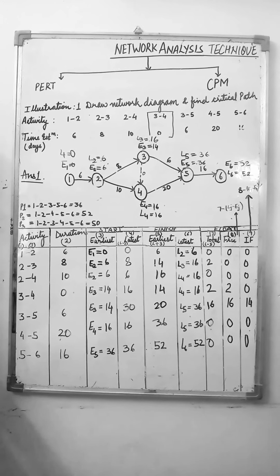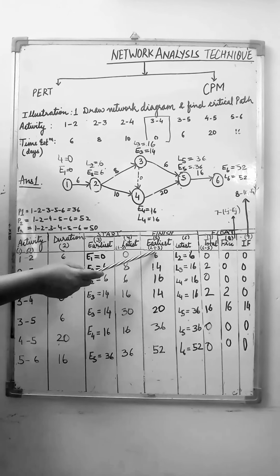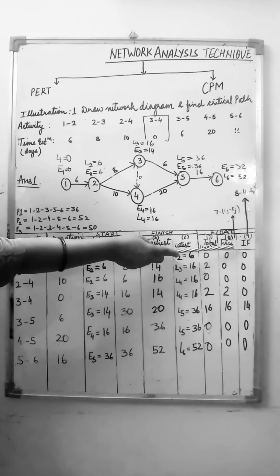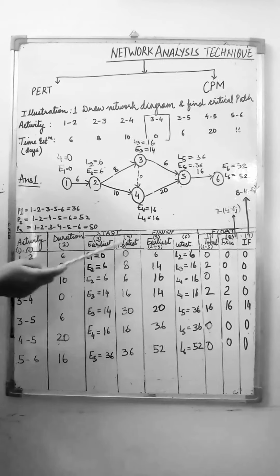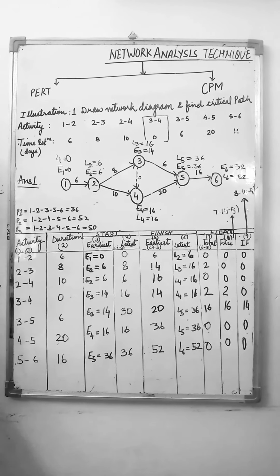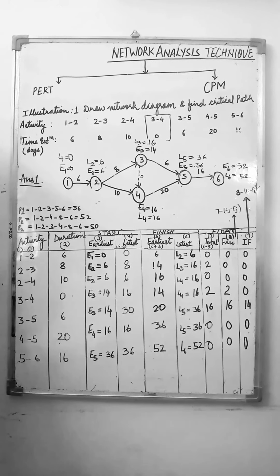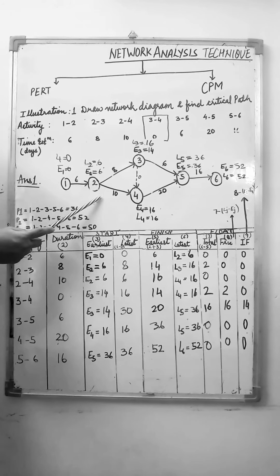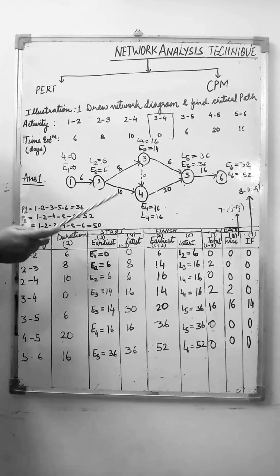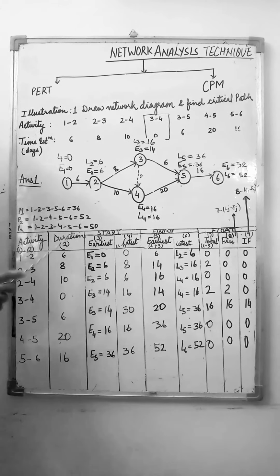Just follow the formulas that I had written at the top. You can calculate the values very easily from these formulas. So first practice the network diagram, then find out the critical path and then go for this table.